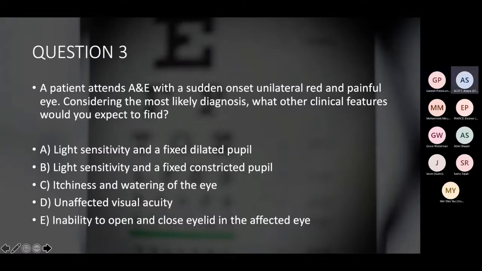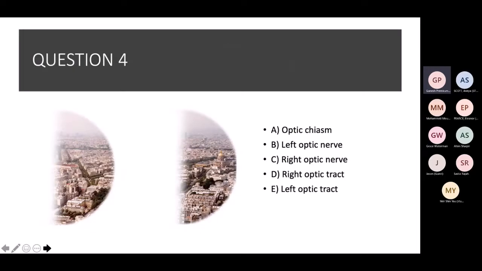Okay, I think everyone has voted now. So everyone went for A. Fantastic. Yeah, that's exactly it. So you get a fixed dilated pupil and light sensitivity. Again, because the pupil is dilated essentially, even with normal or bright light, it can't constrict to reduce the light coming through, and you get the light sensitivity.